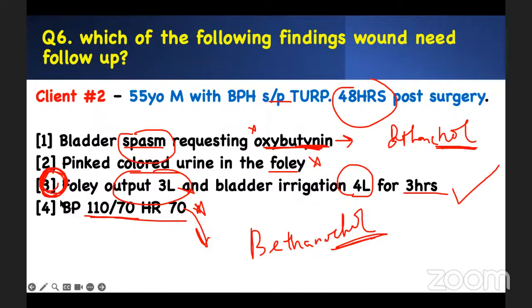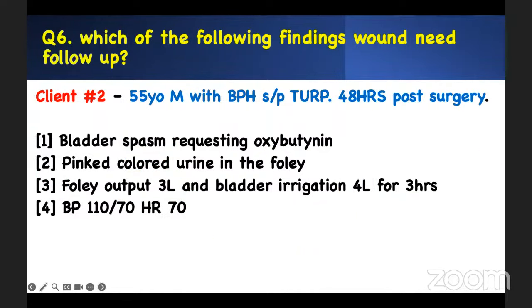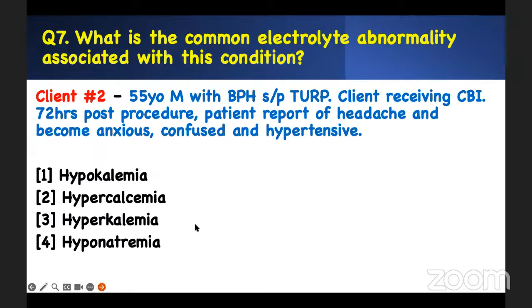Okay, guys. And the last one. They cannot give you a question related to TURP without this problem. What is the common electrolyte abnormality associated with this condition? A 55-year-old with BPH after TURP. Client is receiving continuous bladder irrigation. 72 hours post-procedure, patient reports what?